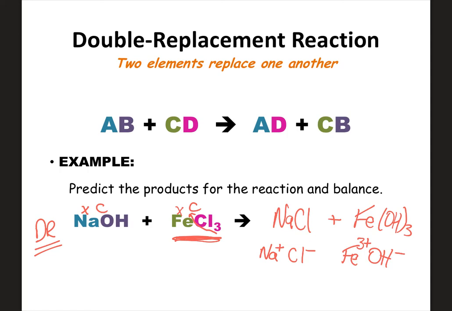So the first thing I see is I have 3 OHs on the right, so I need there to be a 3 on the left side. Okay, so I have 3 OH now, but that gives me 3 Na on the left. So put a 3 in front of the NaCl on the right. Well, now that gives me 3 Cl on the right, and if you notice, I have 3 Cl on the left. I have 1 Fe on the left and 1 Fe on the right. So if you check everything, everything is balanced here.